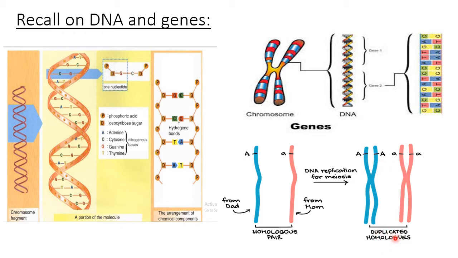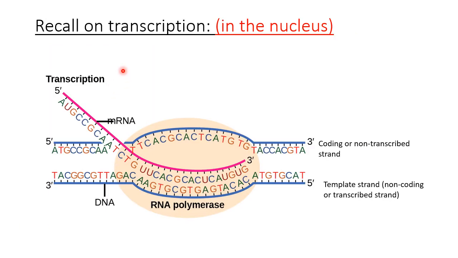So a homologous chromosome or a homologous pair has the same size, the same position of centromere, and same banding pattern with the same genes, but not necessarily the same alleles. We've said that every gene is a fragment of the chromosome, or it is a part of the DNA. It is responsible for a specific hereditary trait.